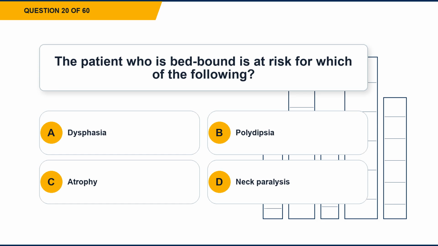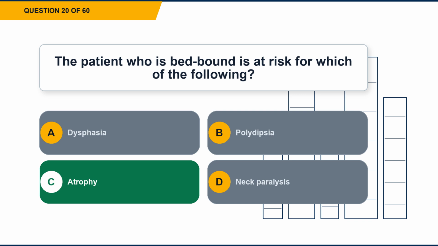Question 20. The patient who is bedbound is at risk for which of the following? Option A. Dysphagia. Option B. Polydipsia. Option C. Atrophy. Option D. Neck paralysis. The correct answer is option C.